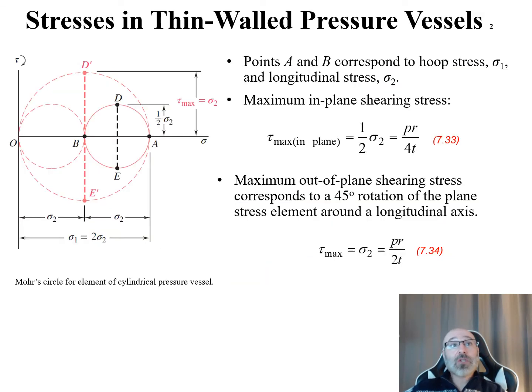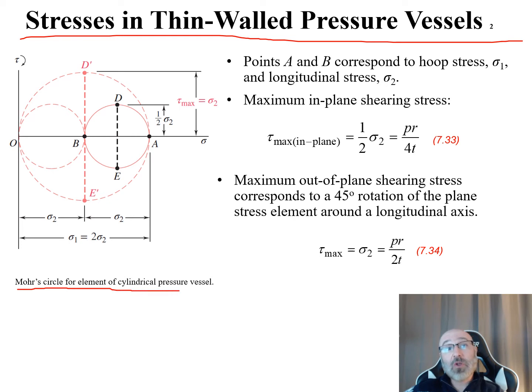So continuing to look at the stresses in the thin-walled pressure vessels, we can now take a look and bring back Mohr's circles. Here on the left is Mohr's circle for an element of a cylindrical pressure vessel. So we left this in general terms right here, and we see we have these points A and B correspond to our hoop stress, sigma 1 and sigma 2. So there is our B right there, and there is our A right there.